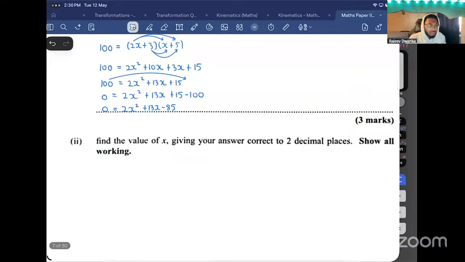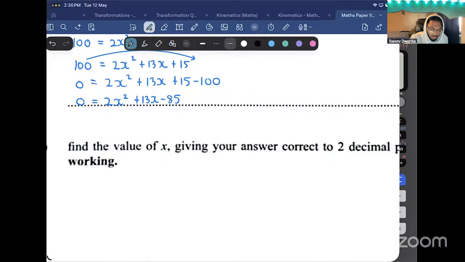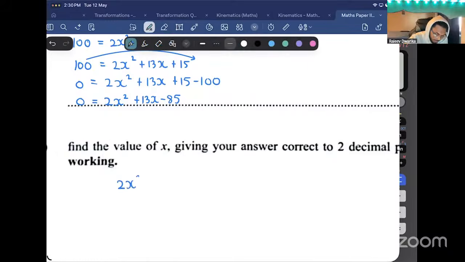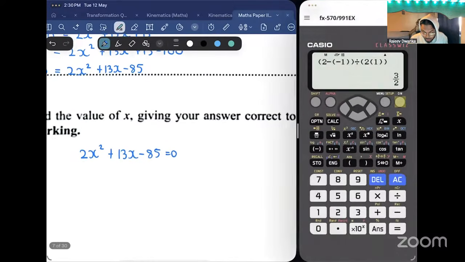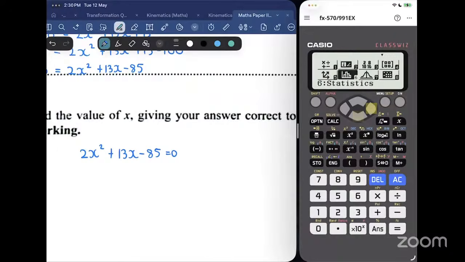Part 2. Find the value of x, giving your answer correct to 2 decimal places. Show all working. So I want you all to understand that this is a quadratic set to 0. We could solve that using factorization or the AC method, but I don't want to waste any time, so I'll use the quadratic formula.